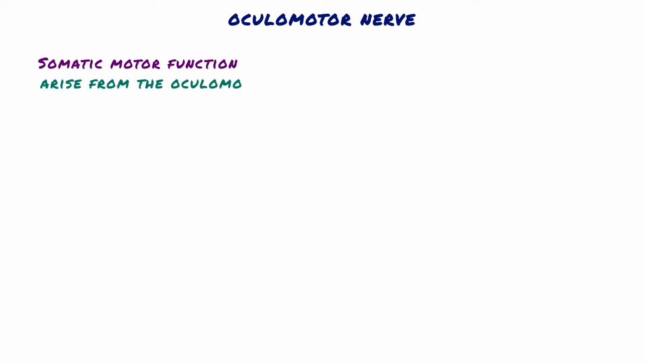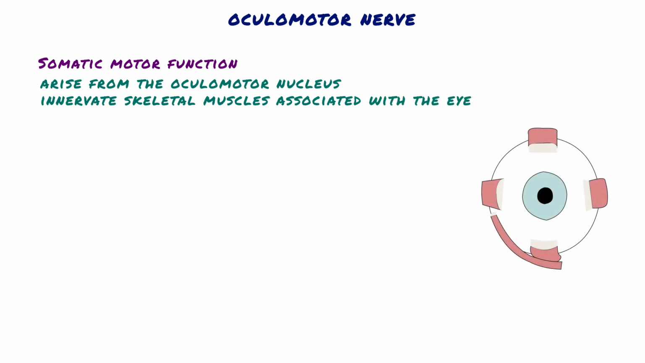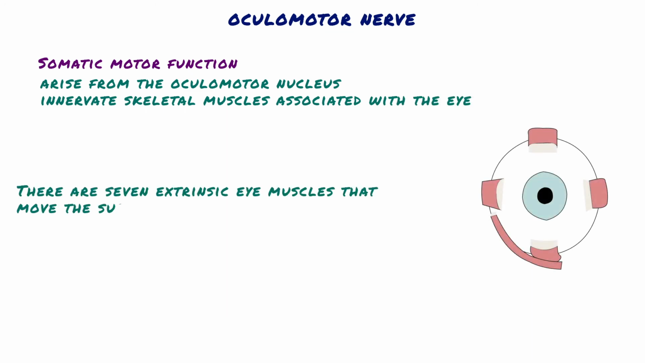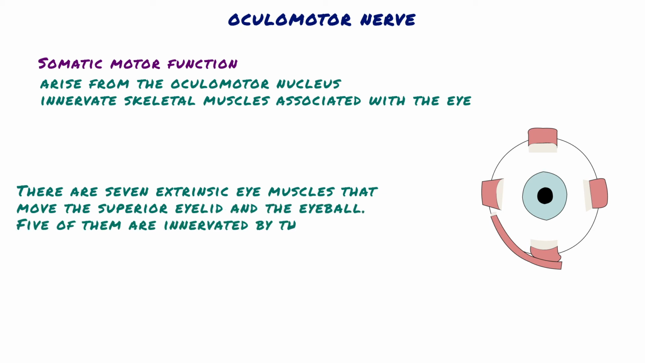There are two different motor functions of the oculomotor nerve. First one, somatic motor function. These nerve axons will arise from the oculomotor nucleus and innervate skeletal muscles associated with the eye. There are 7 extrinsic eye muscles that move the superior eyelid and the eyeball. 5 of them are innervated by the oculomotor nerve.